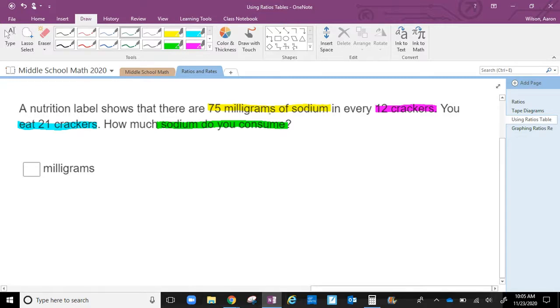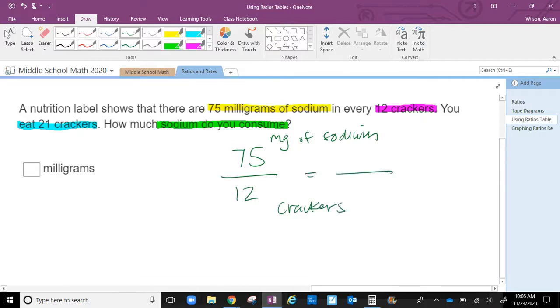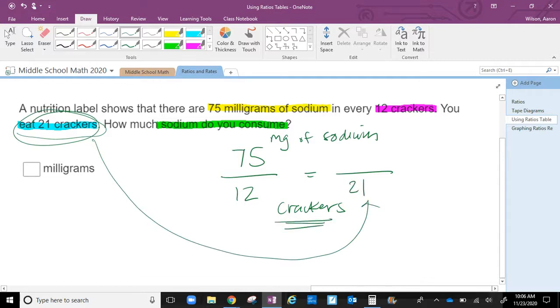So the ratio is 75 milligrams of sodium, so 75, and that stands for milligrams of sodium, over 12 crackers. Now we have to set that equal to the other ratio we have to figure out, which is you eat 21 crackers. The 21 crackers has to go in the denominator position because it has to do with crackers. Now up here is how many milligrams of sodium. I don't know how many milligrams, so I'm going to use M for milligrams.